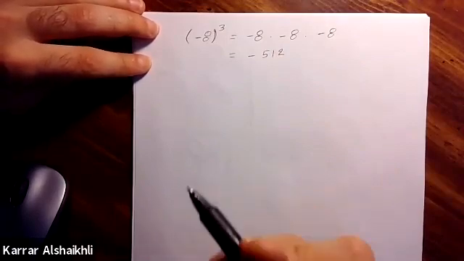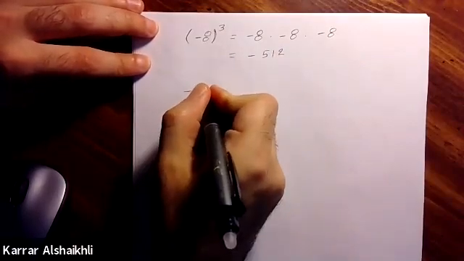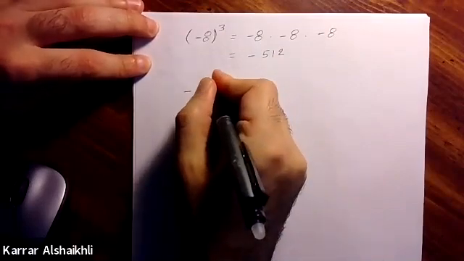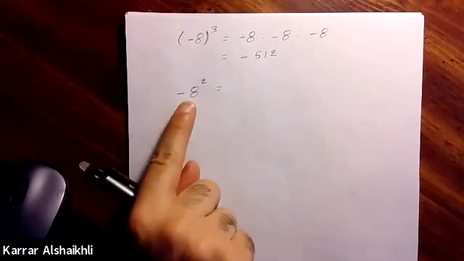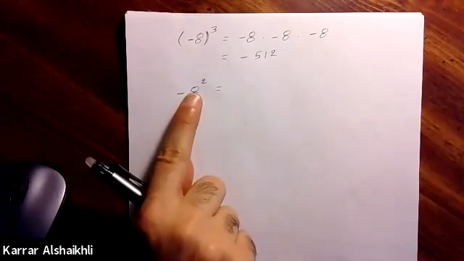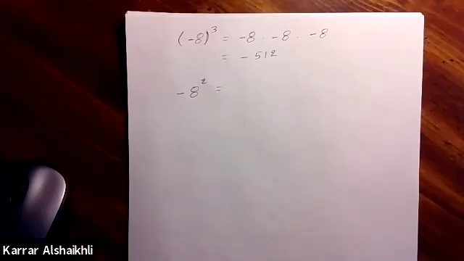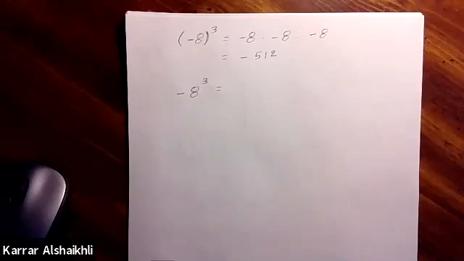What about if you have -8 cubed, without the parentheses? Go ahead, I need you to use the calculator. You see there are no parentheses here. How much is going to be the result? It's going to be negative 512.